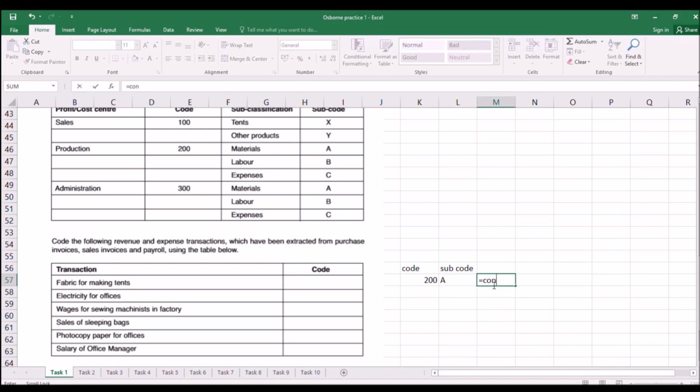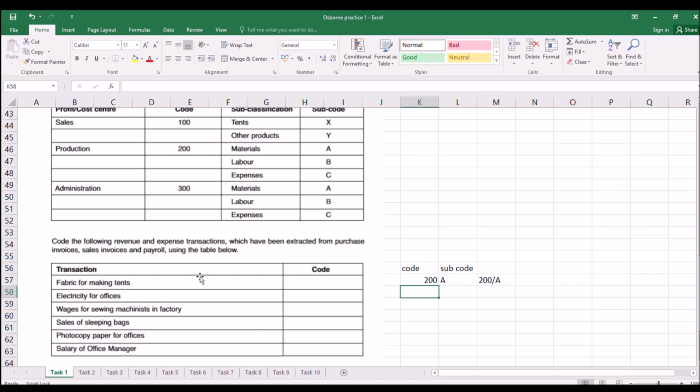What I normally do is a little bit of Excel training whilst we're on there. Concatenate that cell, a little slash in between, and then that cell. Okay, so that's how it would look: 200/A. Let's do the next one now.